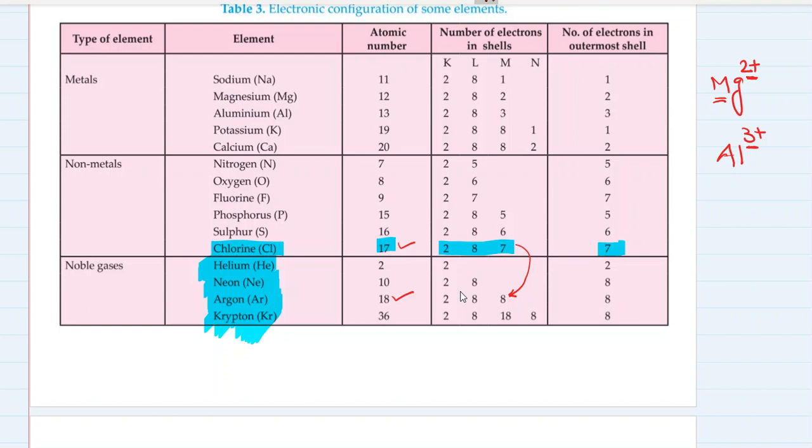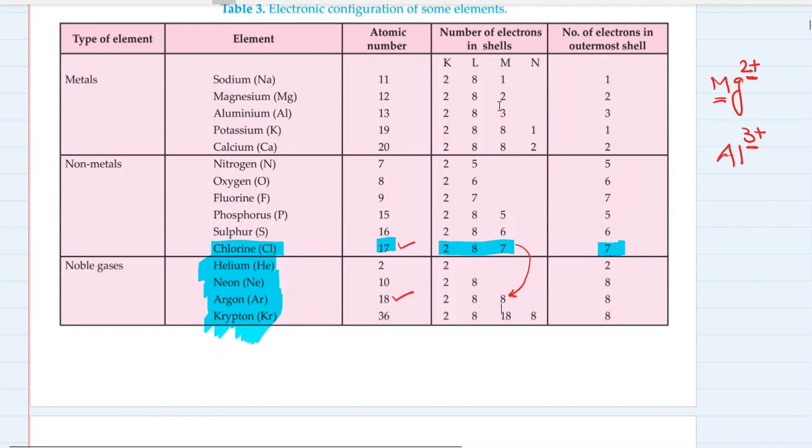But how would it become like argon? See, argon has 8 electrons in its outermost shell. Chlorine has 7. Apart from that, there is no difference in the electronic configuration. So to achieve 8 electrons, what does chlorine do? To achieve 8 electrons, chlorine would want to gain 1 electron in its outermost shell.